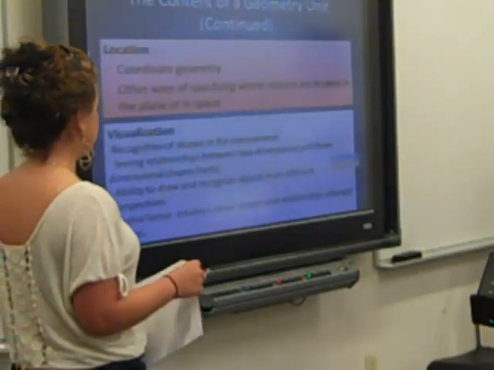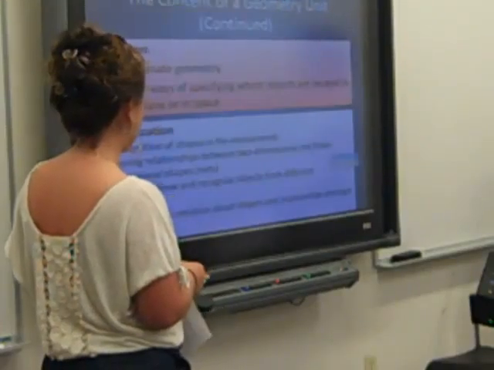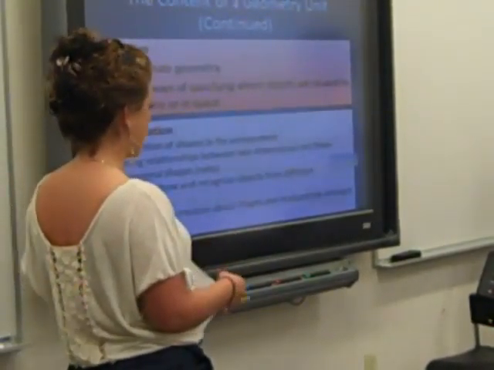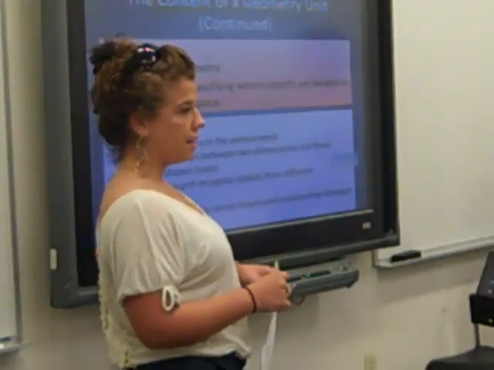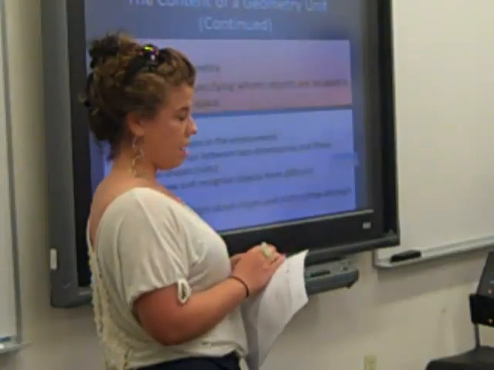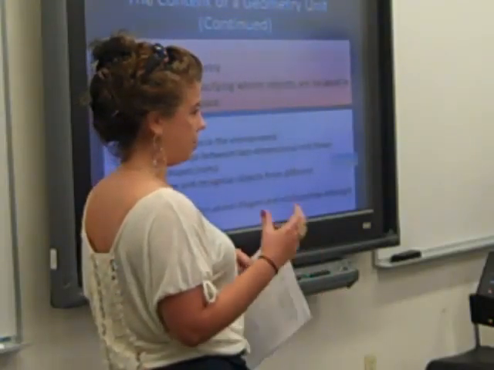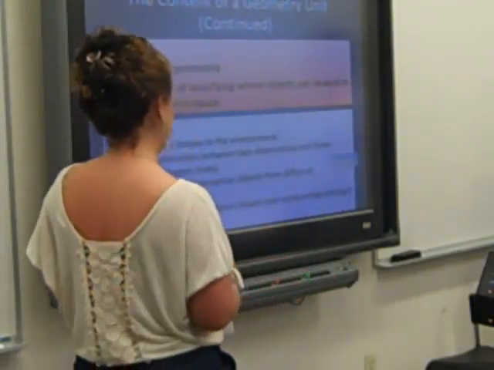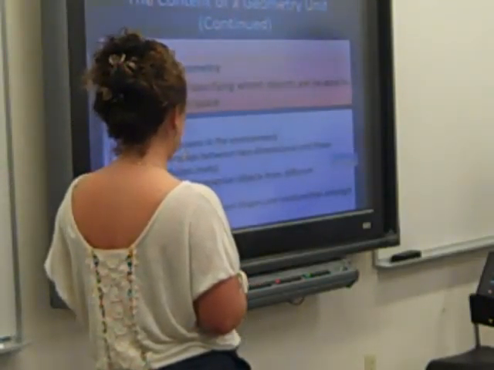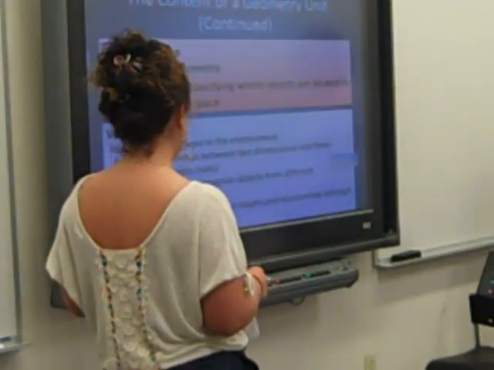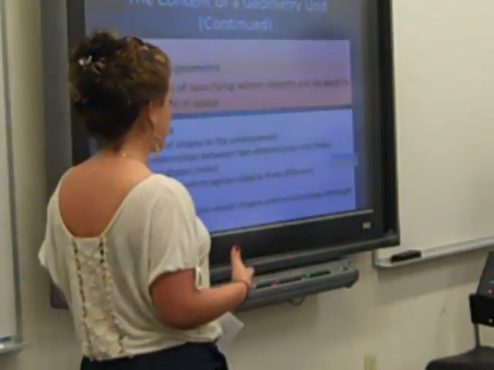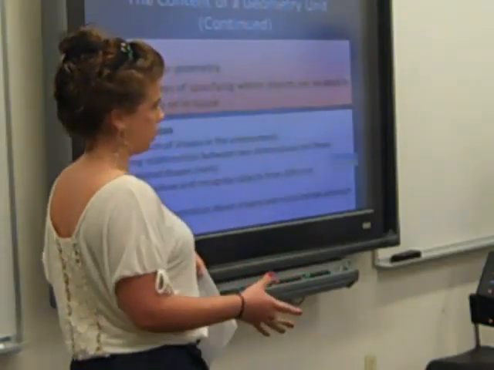Visualization is their ability to recognize shapes in the environment, and see relationships between 2-dimensional and 3-dimensional shapes. Like in class, we use the nets for 3-dimensional shapes, with the squares to make the cube, to visually use as a manipulative. Their ability to draw and recognize objects from different perspectives, and they need a sort of spatial sense, which is their knowledge or intuition about shapes and relationships amongst other shapes.